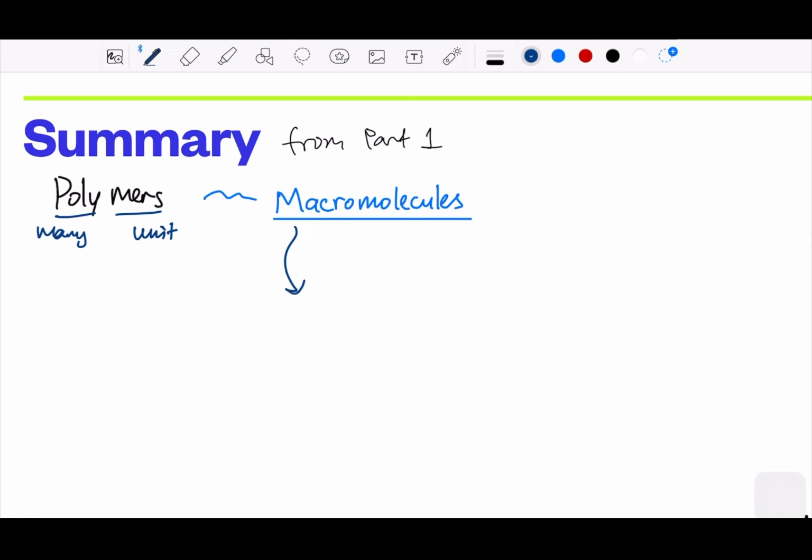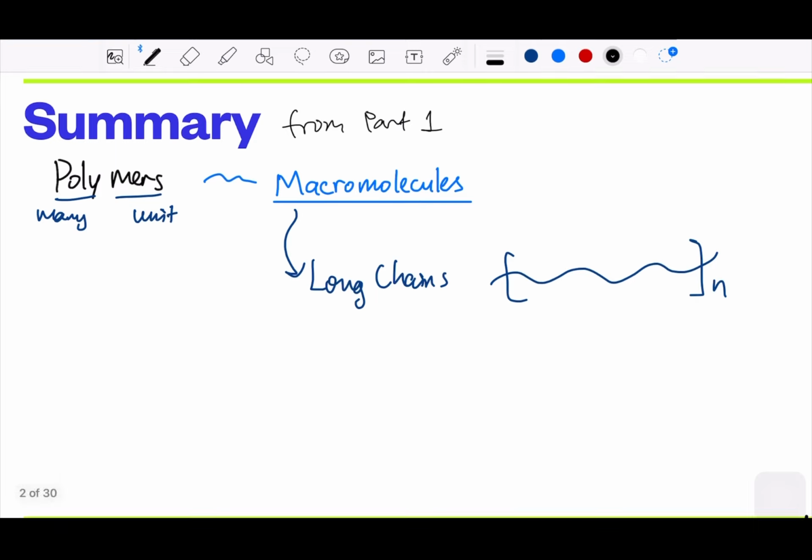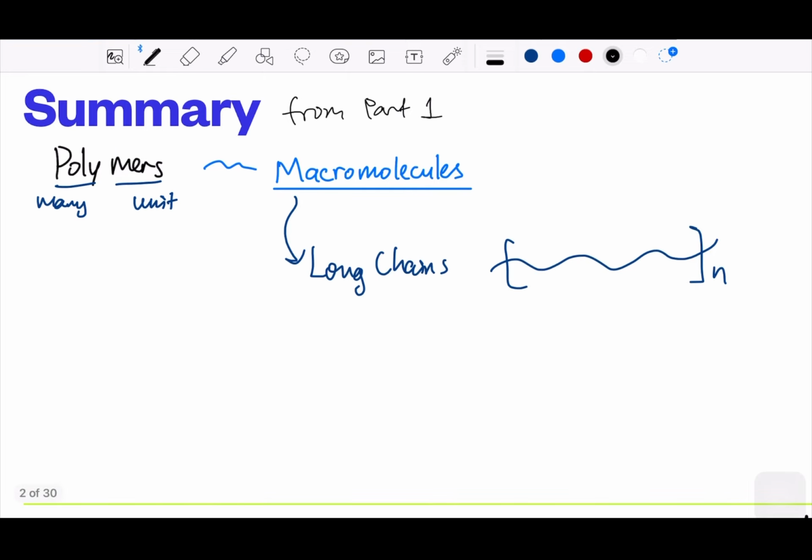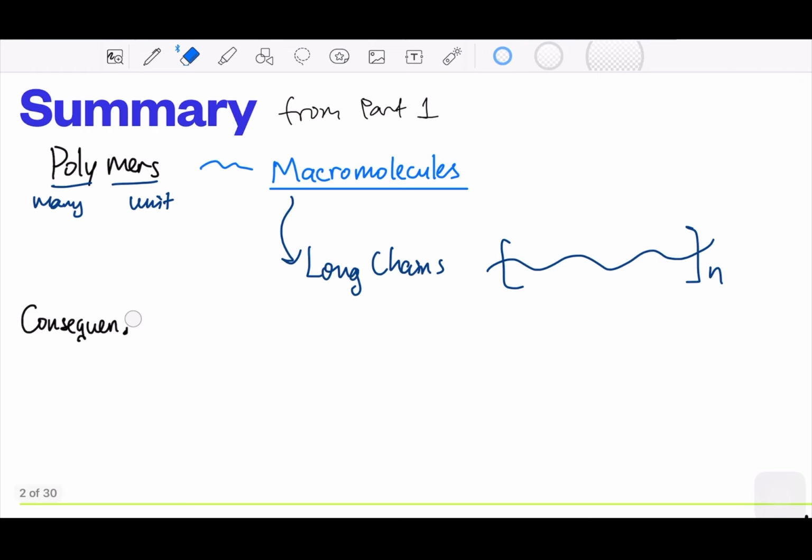And then it makes up long chains, right? And then what I want to write here is a summary of what these long chains are. Okay, so consequences of long chain.